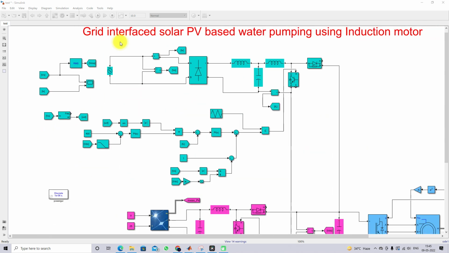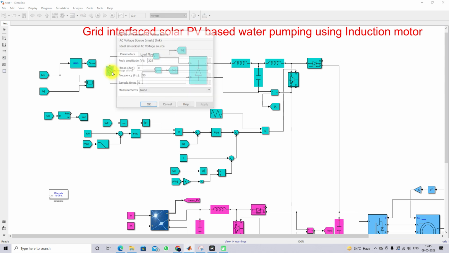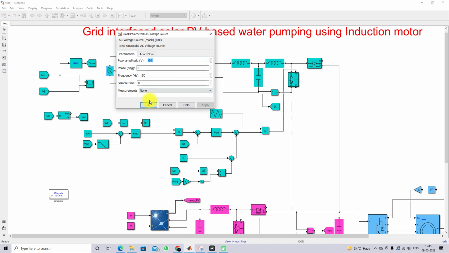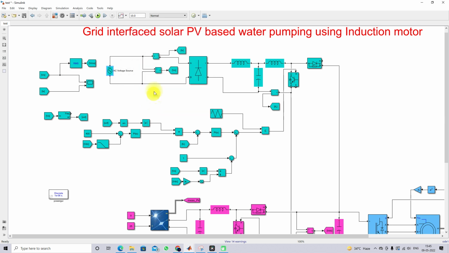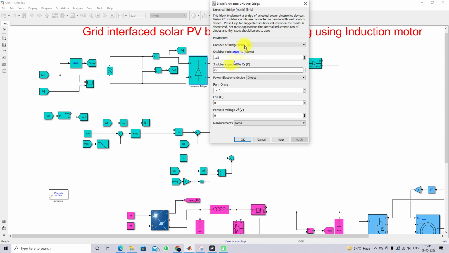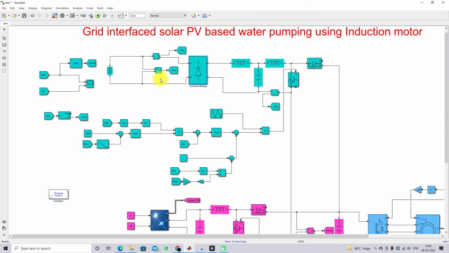So here you can see we have a single phase grid with amplitude of 325. That means it has 230 volt RMS, and here we are measuring the voltage and current of the grid side. That means source voltage and source current. And then here we are using the single phase diode rectifier, so it is going to convert AC into DC. And then here we are using an LC filter to filter out the ripple in the diode bridge rectifier output.